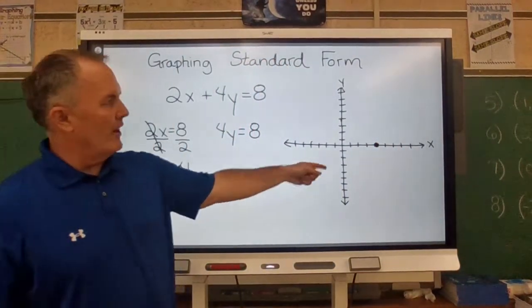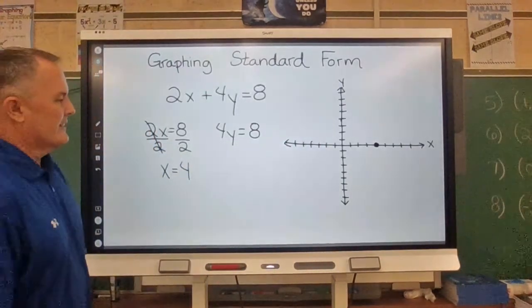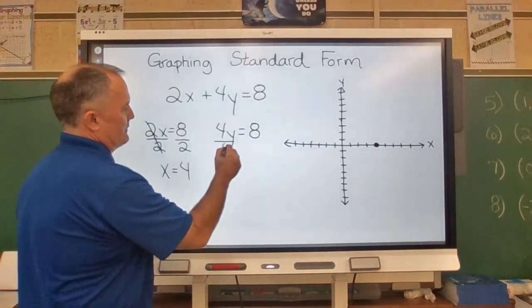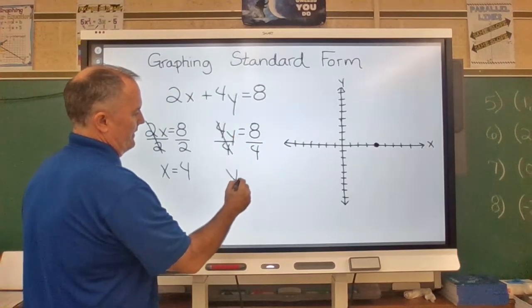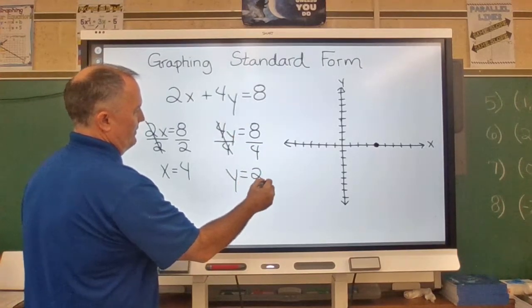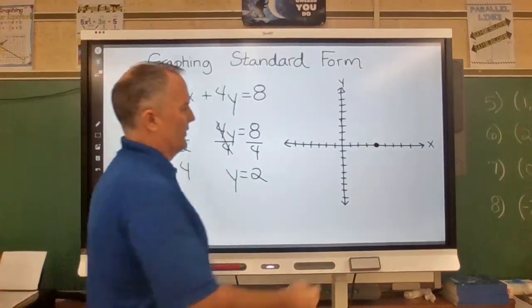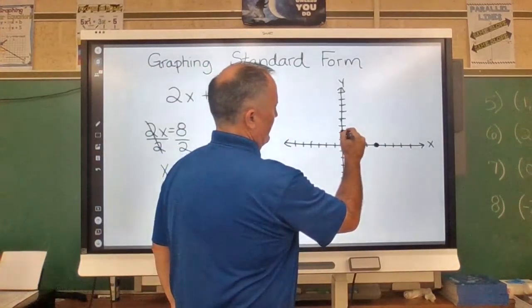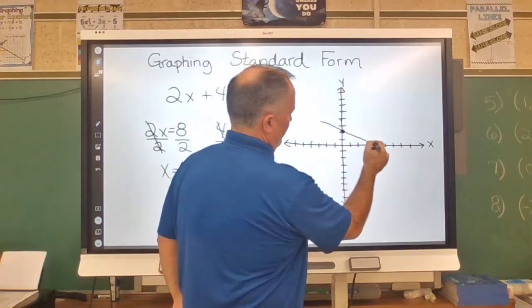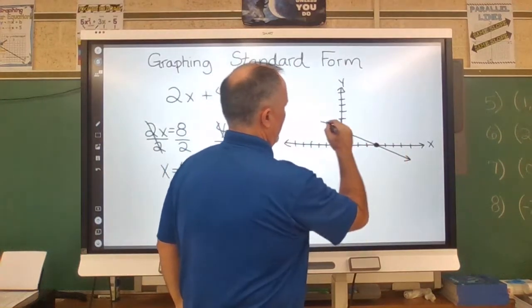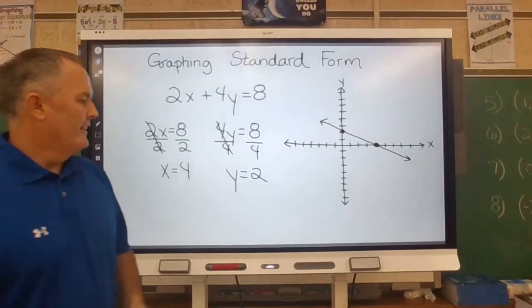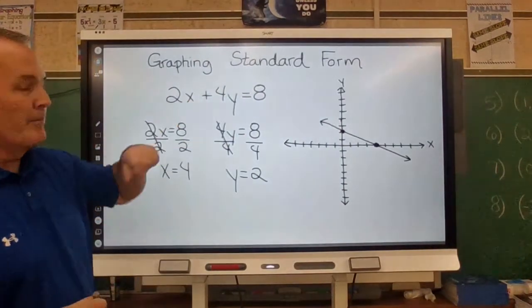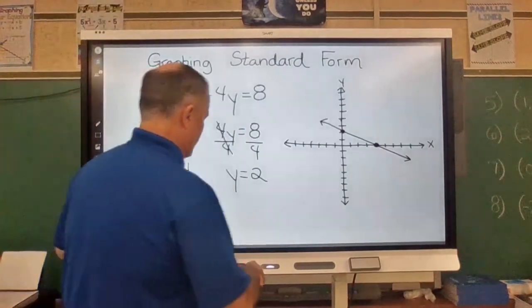Now let's find out where it's going to cross the y-axis. Divide both sides by 4. Cancel that out. Y is going to be 2. So put a little dot on 2. And then I have my graph. Simple enough. All right, let's do another one with some negative signs in or a subtraction sign.